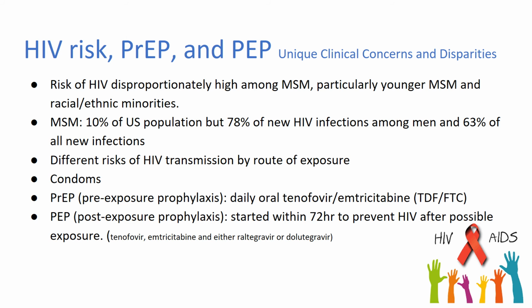In 2010, MSM made up about 10% of the US population, but 78% of new HIV infections among men, and 63% of all new infections. This may in part be due to the different risks of HIV transmission by route of exposure, but it is also due to the lack of testing, barriers to healthcare, and other factors.